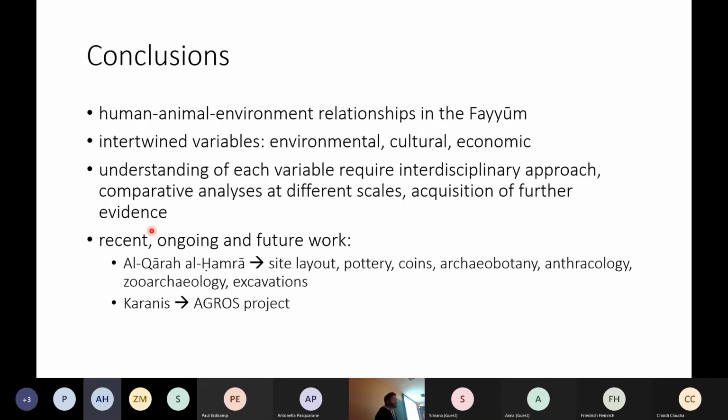There is ongoing and future work in the area in Qarat al-Hamra. Work is being carried out on the site layout, on different categories of archaeological remains. Possibly there will be other excavations. Regarding the material from Karanis, the recently funded Agros project will look at archaeobotanical and zooarchaeological remains on the site, as well as written sources and complementary evidence to reconstruct the nutritional characteristics of the raw products and the prepared foodstuff. And hopefully there will be more work going on in the Fayyūm in general.